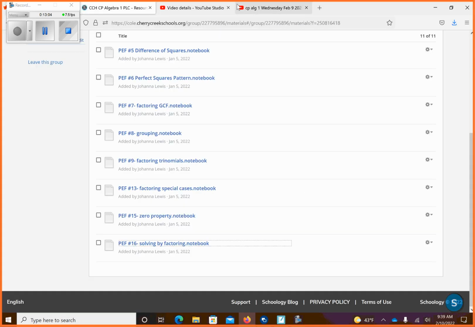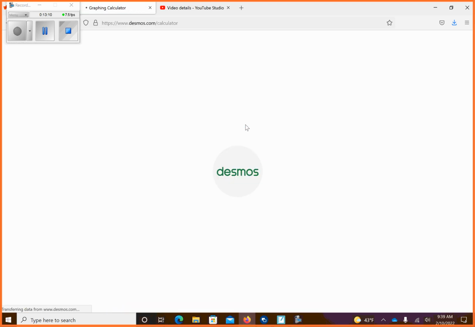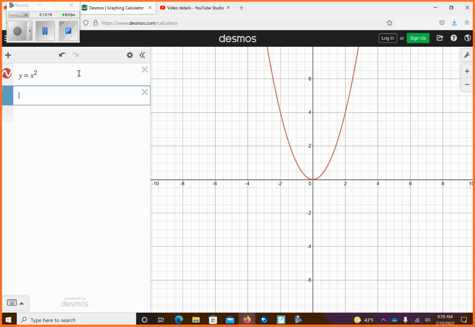Let's see. Dump that. Go here. Desmos. Graph. So I have y equals x squared, and I have y equals 2x. Okay?